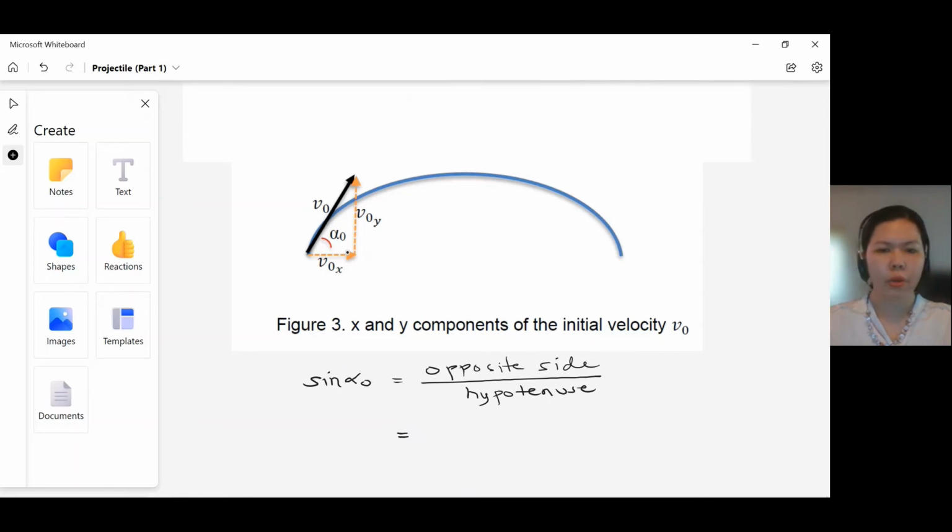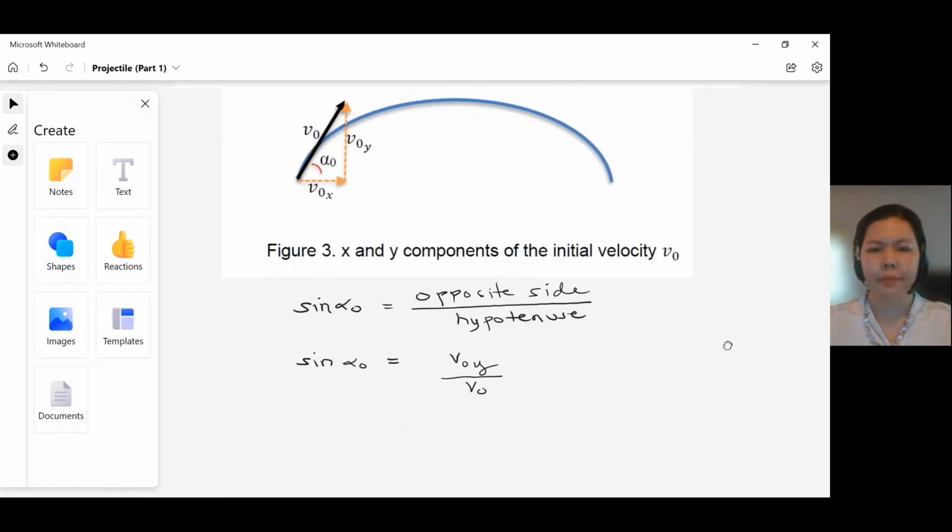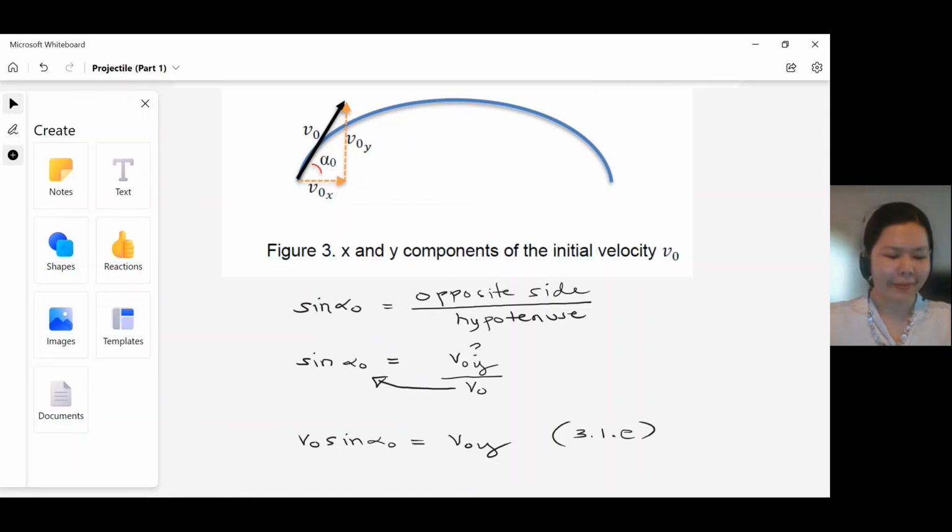So looking now at alpha naught, the opposite side is our v naught sub y, and the hypotenuse is our v naught. So sine alpha naught equals v naught y over v naught. Therefore, we transpose v naught to the left side, cross multiply, and you're left with v naught sine alpha naught equal to v naught sub y. We call this equation 3.1.E.